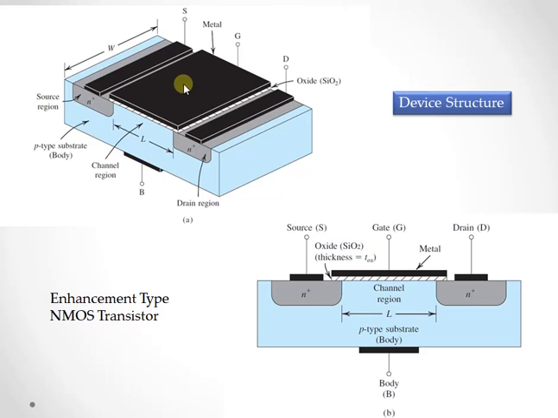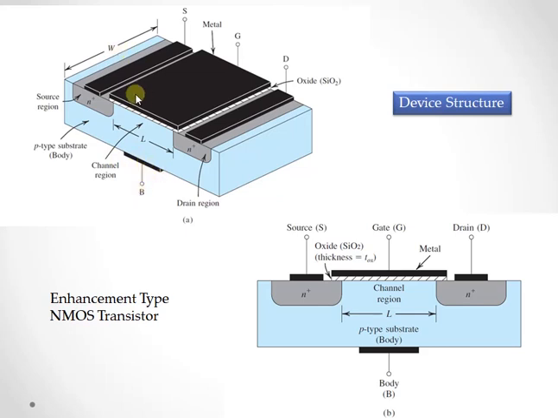Metal contacts are also made to the source region and the drain region as well as the substrate, and this is known as the body. Thus, there are four terminals that are brought out: the gate terminal, the source terminal, and the drain terminal. The substrate or the body terminal is represented by B. You can see here the metal contact and the body terminal.